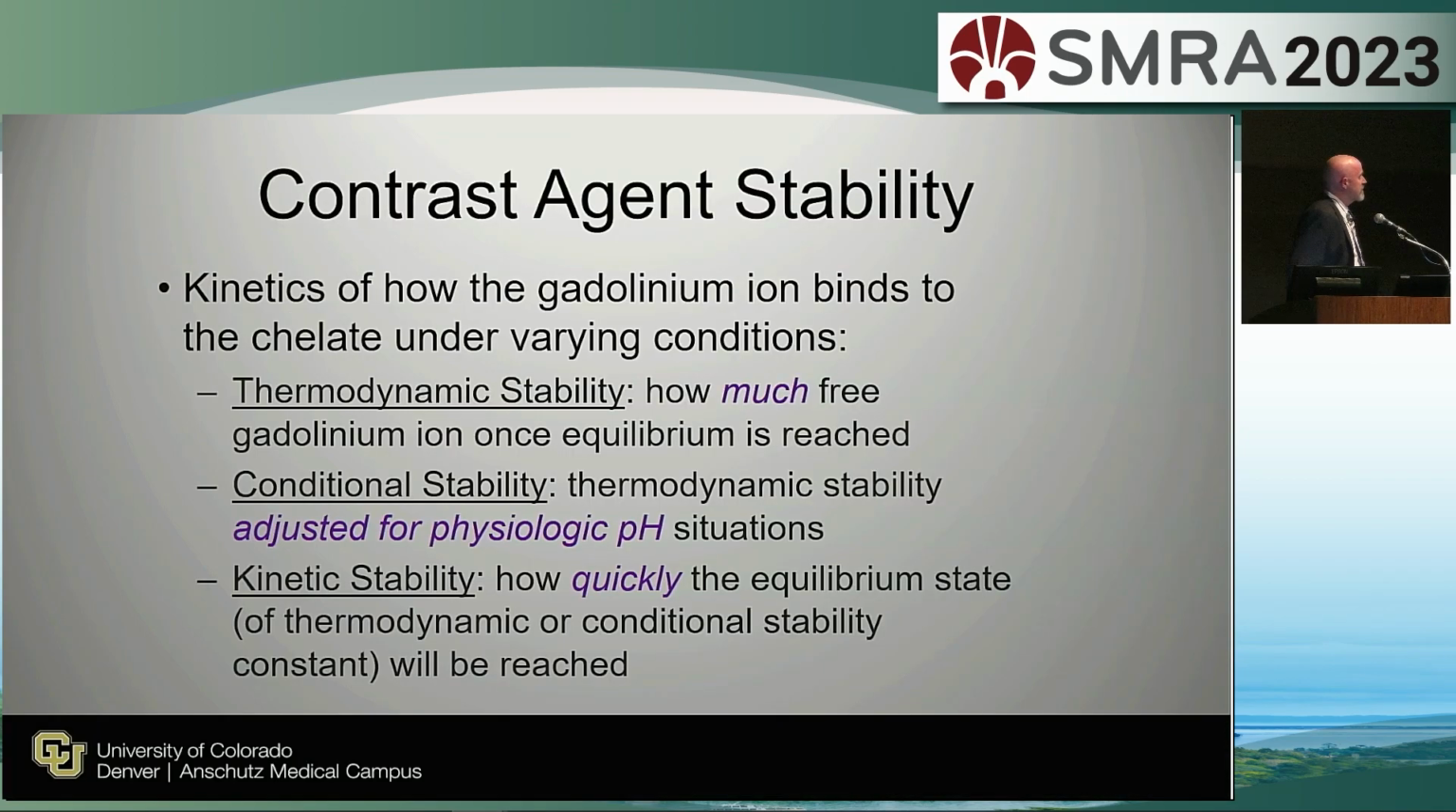So that brings me to contrast agent stability, and that's really the kinetics of the binding of the gadolinium to the ligand. We can talk about a couple of different kinds of stability. We can talk about thermodynamic stability, which means, at the end of the day, how much free gadolinium ion is going to release from that ligand. And then the conditional stability is just this same thing, but brought to a physiologic pH. I think what is really more important and more impactful is what's called the kinetic stability, which means how quickly are we going to reach that equilibrium.